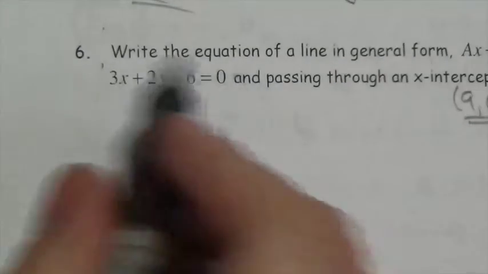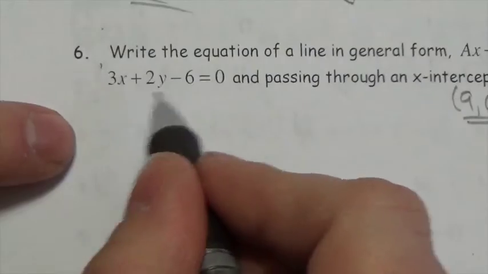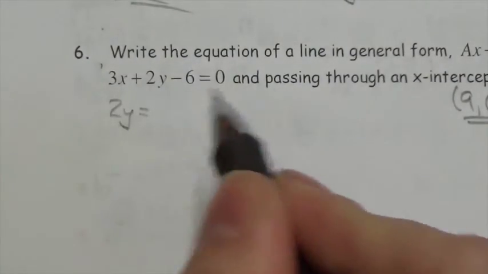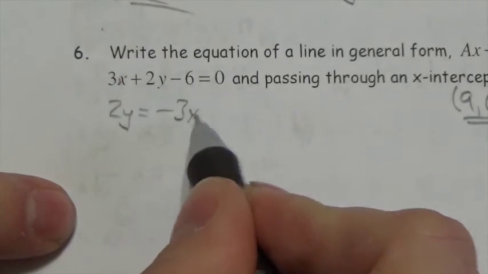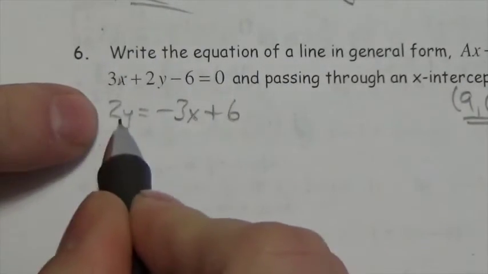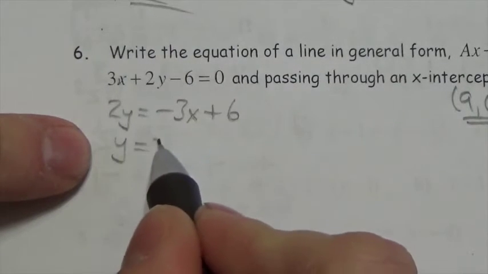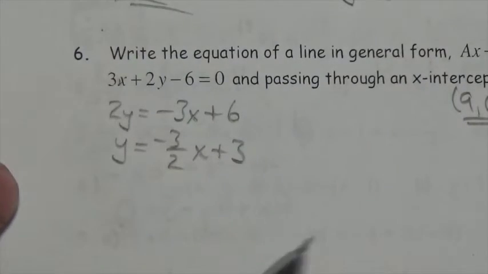Now, take a look at this. I need my line to be perpendicular to this one, meaning that I've got to figure out what the slope of this line is. And so I have to put this into slope-intercept form. So I'm going to bring those two terms over. So negative 3x plus 6. Trying to get the y by itself. Now I'll divide by 2. So y is equal to negative 3 halves x plus 3.